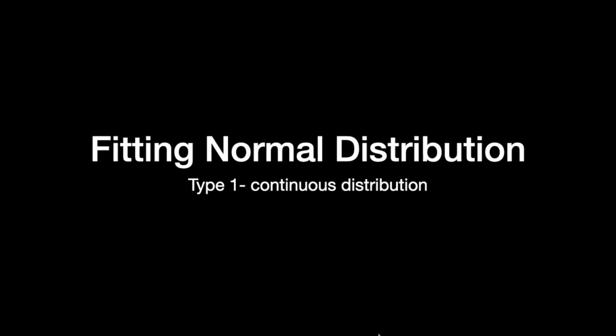Today we are going to see how to fit a normal distribution. So this is type 1, which contains a continuous distribution. We'll have one more type when we are having inclusive distribution. So let's see how we will fit a normal distribution.